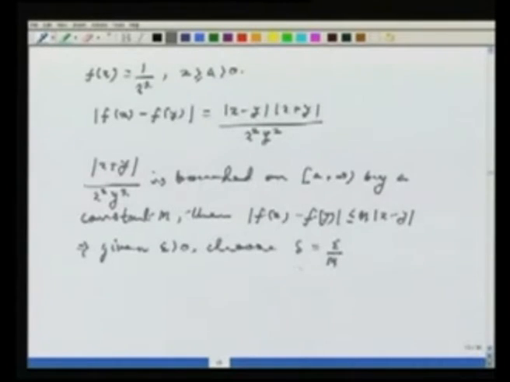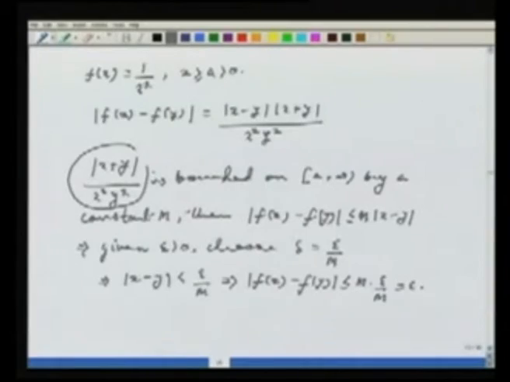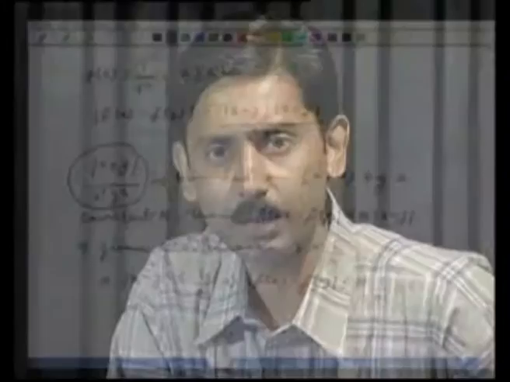Now notice that this delta is not depending on x and y, because if I choose my delta to be less than epsilon by m, this would imply mod x minus y less than epsilon by m implies mod of f(x) minus f(y) is less than or equal to m times epsilon by m, which is epsilon. So all we need to show is that this quantity is bounded by some constant m which is independent of x and y, but that is pretty easy.